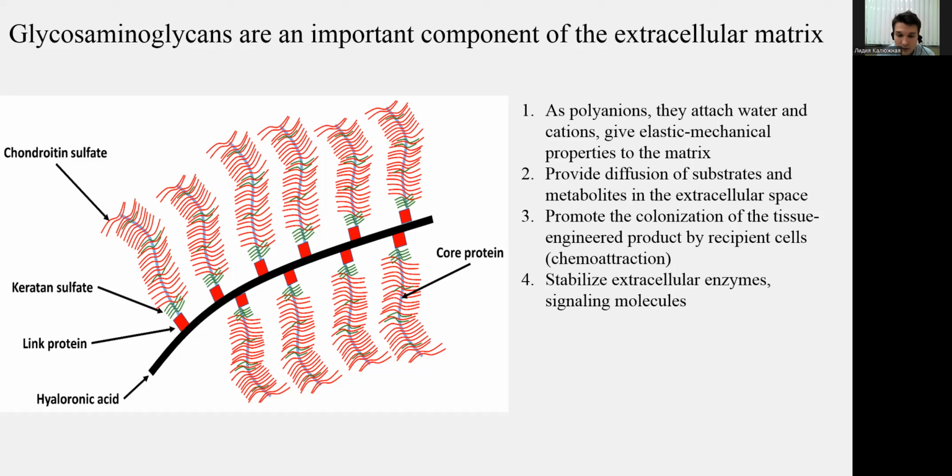Mainly, glycosaminoglycans are chemoattractants providing fibroblast migration. It's known that glycosaminoglycans stabilize extracellular enzymes such as cathepsins, which provide hydrogel degradation, as well as signaling molecules, modulating their activity.